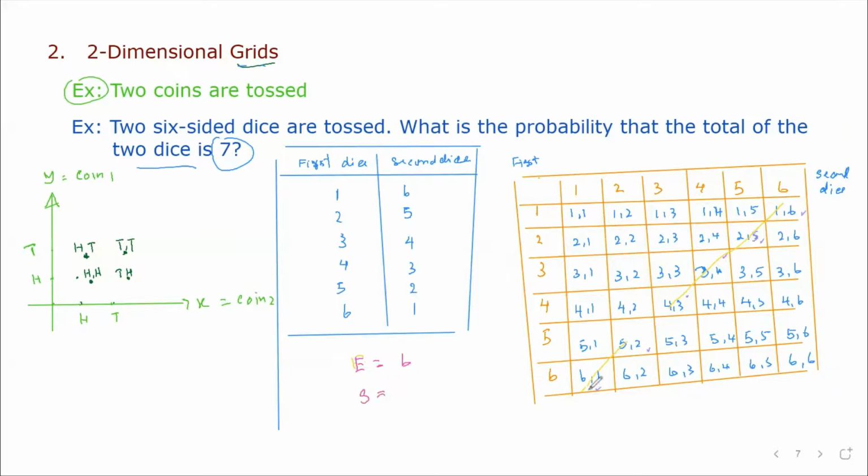But for S, the total, how many? Because two dice, right? 2 6-sided dice. So 6 times 6 becomes 36, right? So then we have P of number 7 equal to 6 over 36. That means 1 over 6. That's the final answer for the probability of the 2 dice summing to 7.